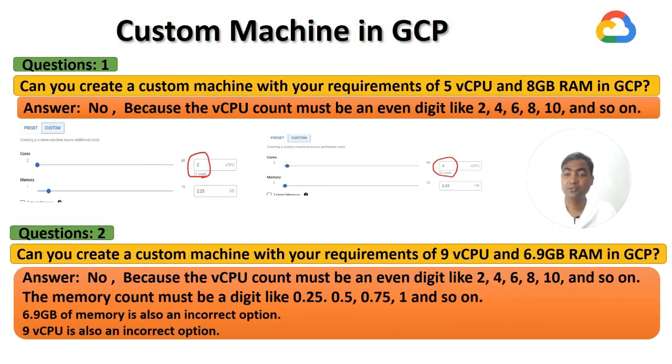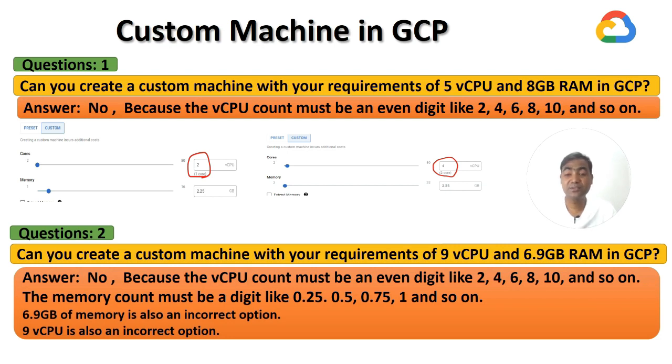As you can see here, some important questions about custom machine types. Can you create a custom machine with your requirement of 5 vCPU and 8 GB RAM in Google Cloud Platform? Answer is no, because the vCPU count must be an even number like 2, 4, 6, 8, 10. And you know guys, vCPU always counts in twos: you start with 2, then add 2 to get 4, then add 2 to get 6, then next is 8 and so on.